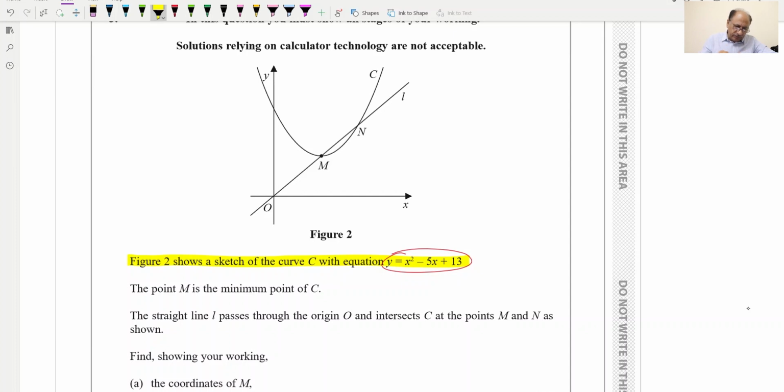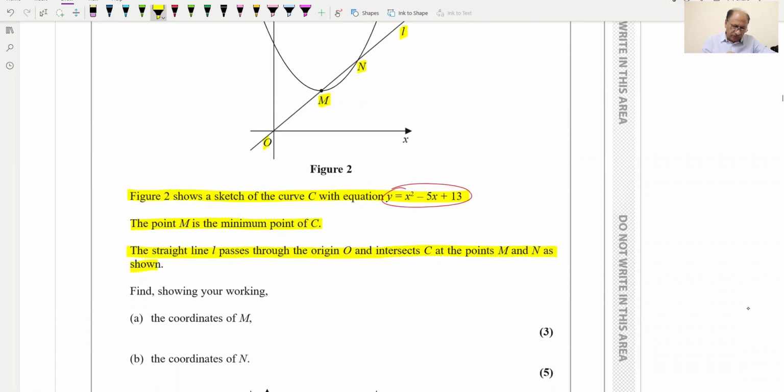The point M is the minimum point of C. This is the minimum point M. The straight line L passes through the origin and intersects C at the points M and N as shown. So M and N, and this is L and the origin also. So find, showing your working, the coordinates of M. So first of all we need to show the coordinates of M.